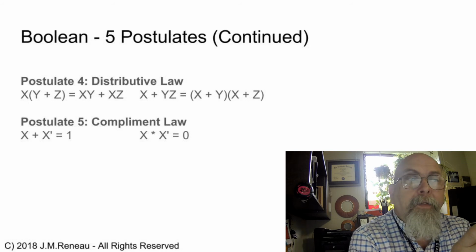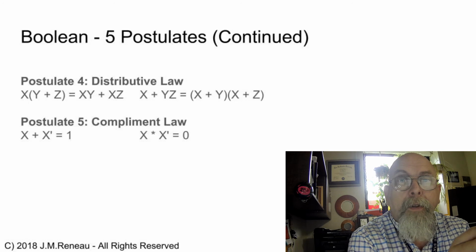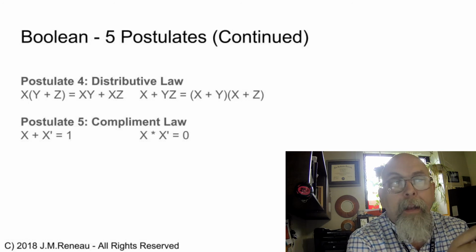That little apostrophe there in postulate 5 says not x. So that's like using the not operator. And instead of writing or and and, you can see in these postulates I'm using plus and star to represent plus being or and star being and.